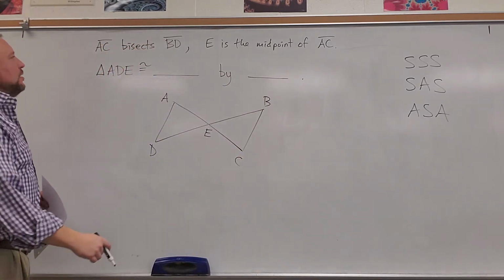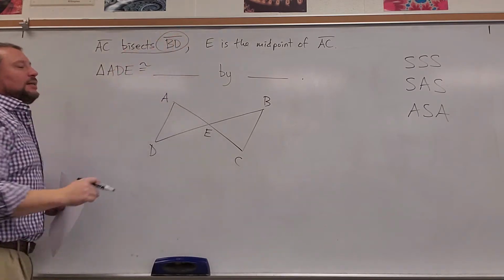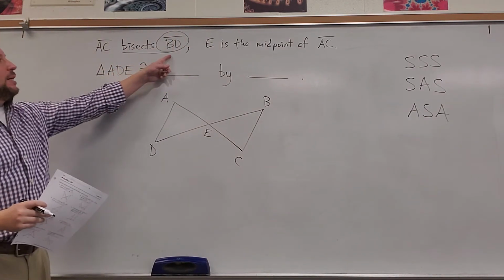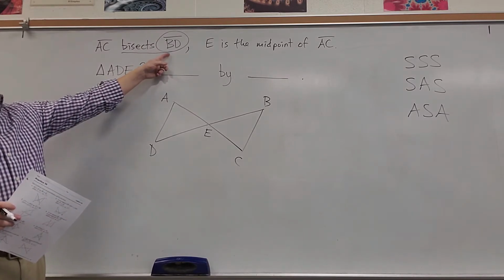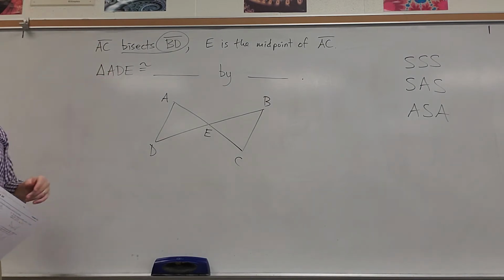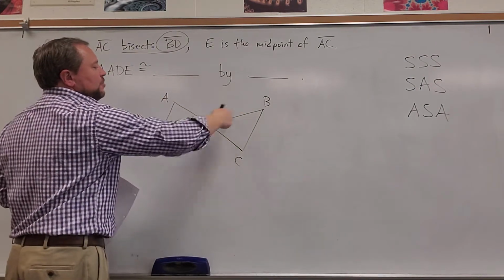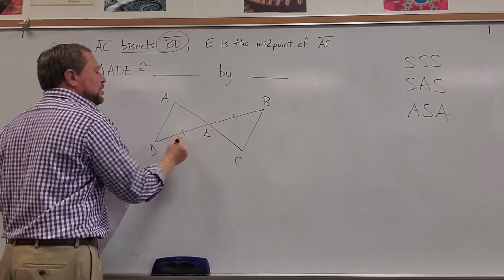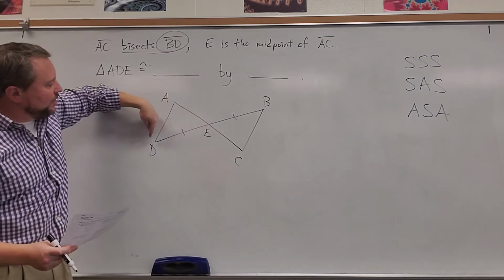Okay, so if we take a look, here's an example now again where I'm doing some bisecting, but this time I'm going to bisect whatever follows the word bisect. So BD is the one that gets cut in half this time. AC is the one doing the cutting. So this one cut BD, there's BD, into two equal halves. So the two halves of BD are BE and DE.